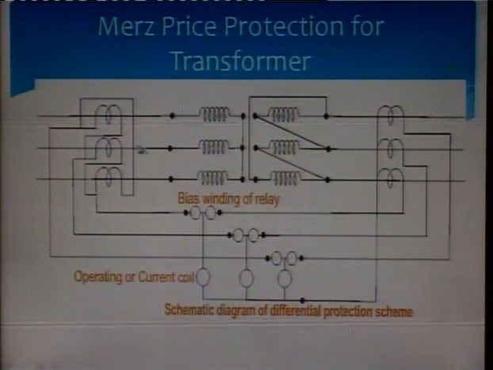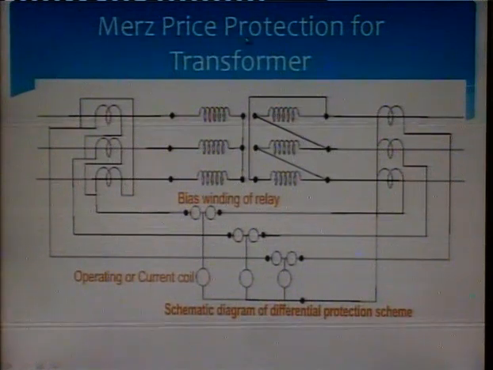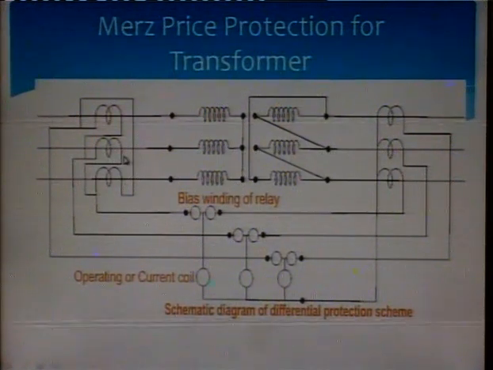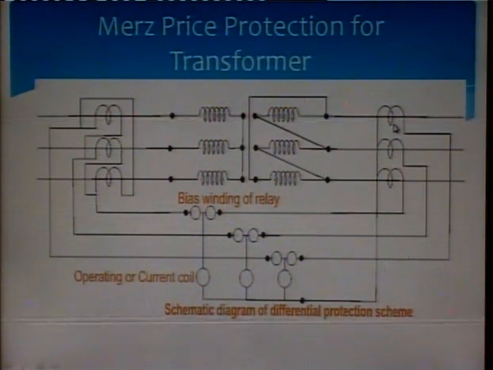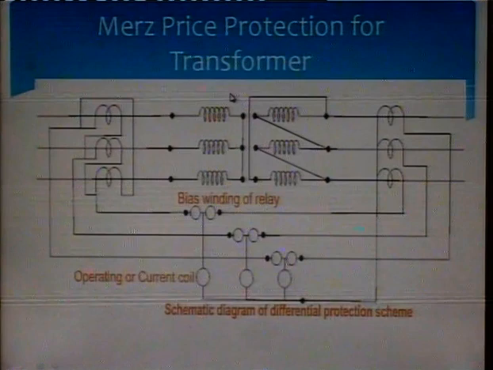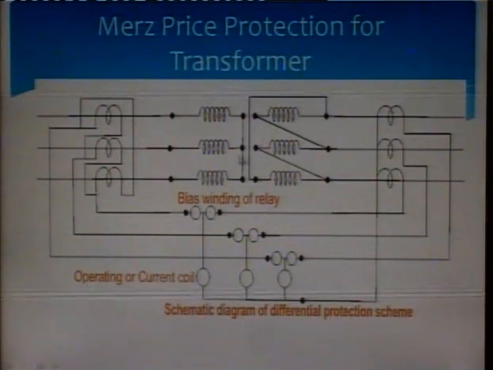So remember that this Merz-Price protection is only applicable if the fault is in between the CTs. If the fault is away from the CTs, that is, to the left of this portion or to the right of this portion, then this scheme will not give protection for the transformer.